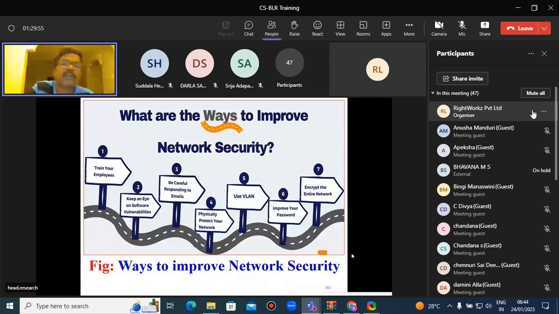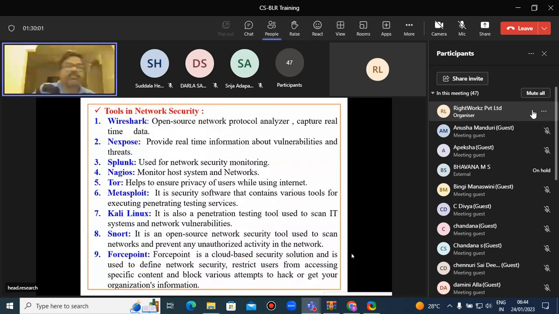Wireshark is an open source network protocol analyzer that captures data in real time. Nexpose is a network tool that provides real-time information about vulnerabilities. Vulnerabilities means malware, viruses, and threats. Splunk is used as a network security monitoring tool. Monitoring means how many users are connected, how many intruders or attackers have entered my network. In that case, I am using Splunk to monitor the security. Maggie OS monitors the host system, and Tor helps ensure the privacy of users while using the network.